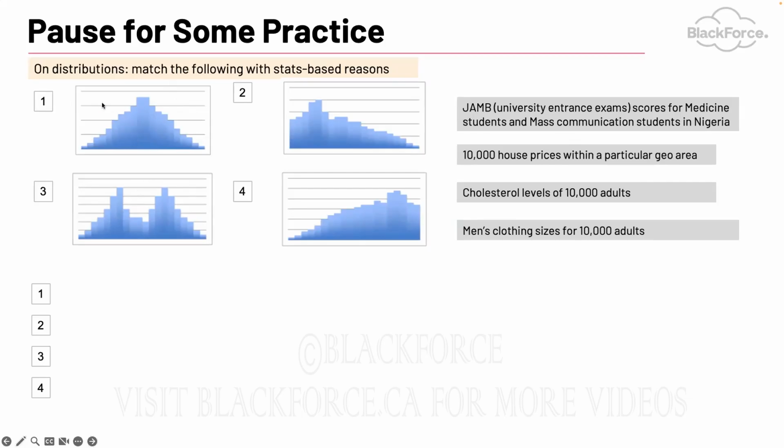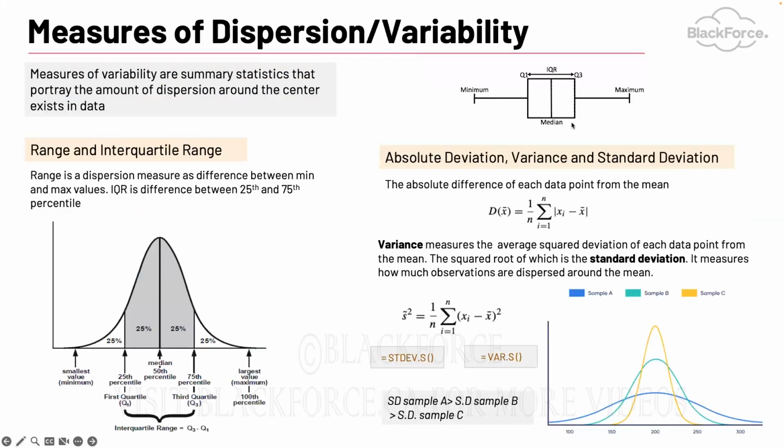So 1, 2, 3, 4, and we'll just drag each of the scenarios to the number that matches it. So a uniform distribution, a distribution that's skewed right, a bimodal distribution, remember this, and a distribution that's skewed left. The first data set is university entrance exam scores for medicine students and mass communication students in Nigeria. So what number should this move to?